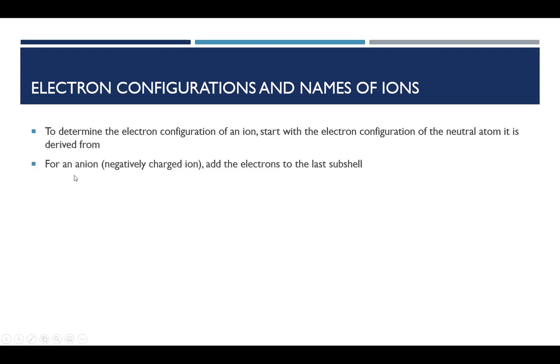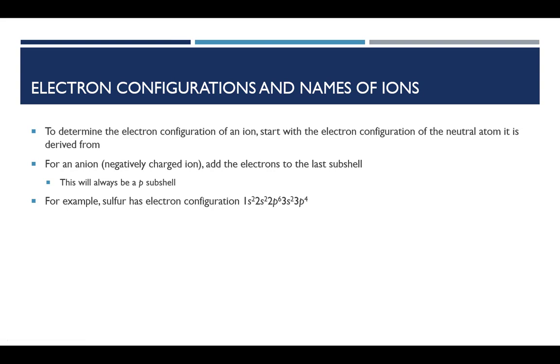For anions, the negatively charged ions, we still start out with the electron configuration of the neutral atom, and then we add electrons to the last subshell. And this is always going to be a p subshell. Let's look here at sulfur. Its electron configuration is 1s2, 2s2, 2p6, 3s2, 3p4. So it has 2 plus 4, or 6 valence electrons.